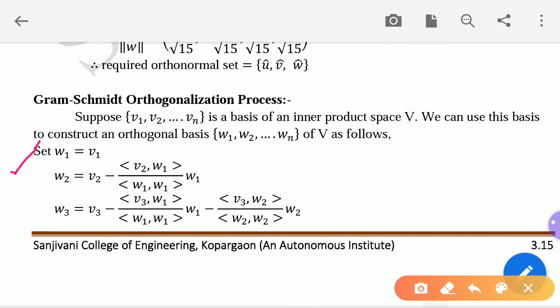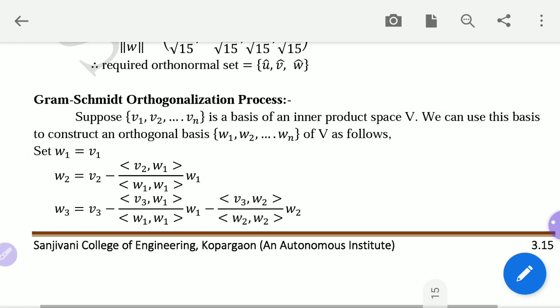The very first vector w1 we take as v1. The second vector w2 can be obtained by using this formula, and the third vector w3 using this formula. Try to remember all these formulas. w2 is v2 minus the inner product of v2 with w1, and so on. We are converting the set of vectors v1, v2, ..., vn to w1, w2, ..., wn using this process.